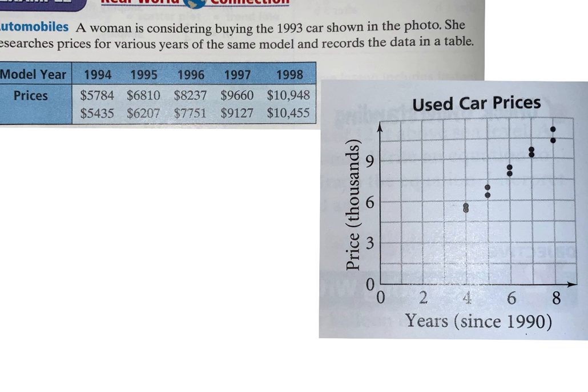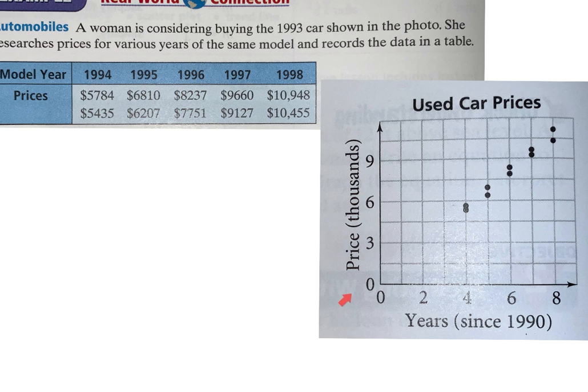The first thing you'll notice is, just like I said when you're doing a graph, we have years since 1990. So they had to define that. So 1993 was represented by a 3, and 1994 by a 4. So these are the number of years since 1990. 4, 5, 6, 7, and 8 are years since 1990.